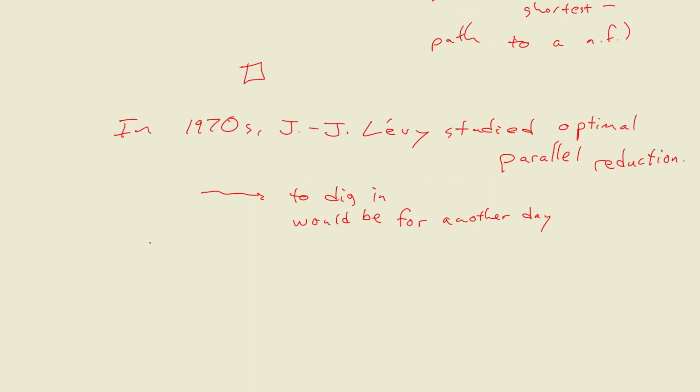But it was only in 1990, so quite some gap later, that someone actually proposed a way to implement optimal parallel reduction. And this was John Lamping, who was at Xerox PARC at the time. And I actually interned at Xerox PARC when I was an undergrad in the mid-90s, so it's possible that I overlapped with Dr. Lamping there, but I didn't know anything about lambda calculus then, so I wouldn't have gotten anything out of it.